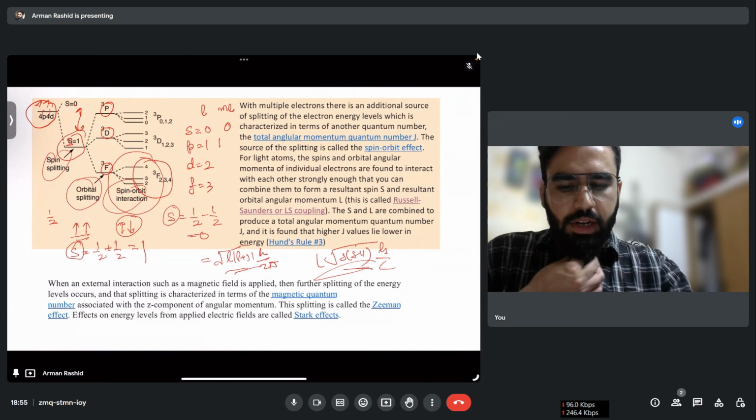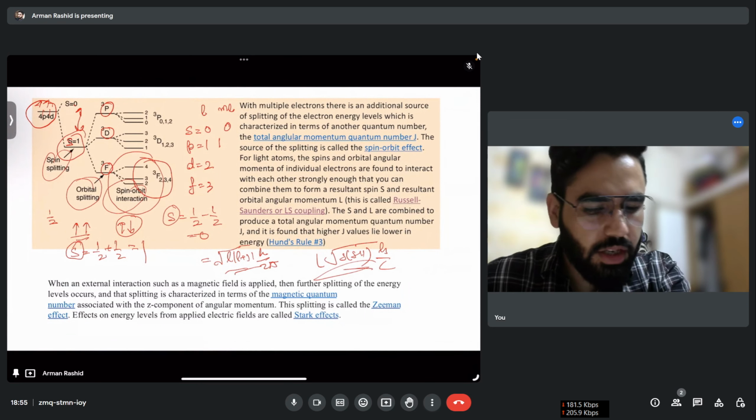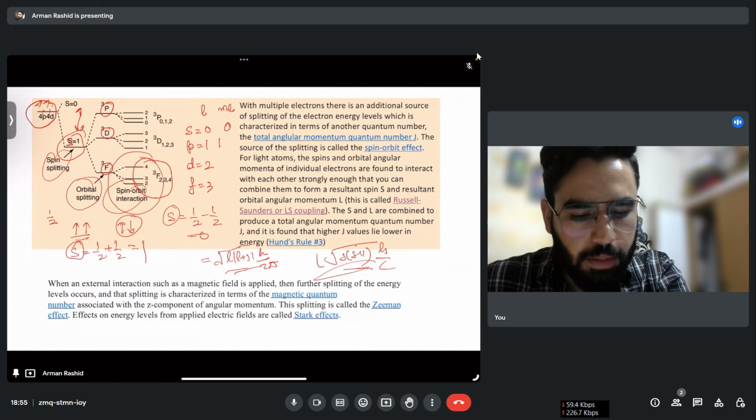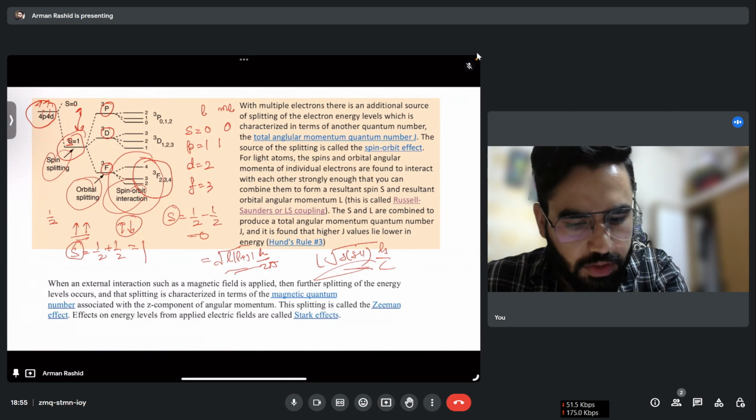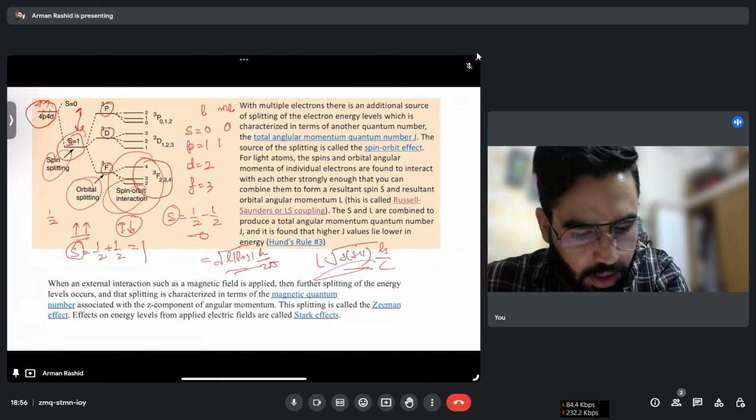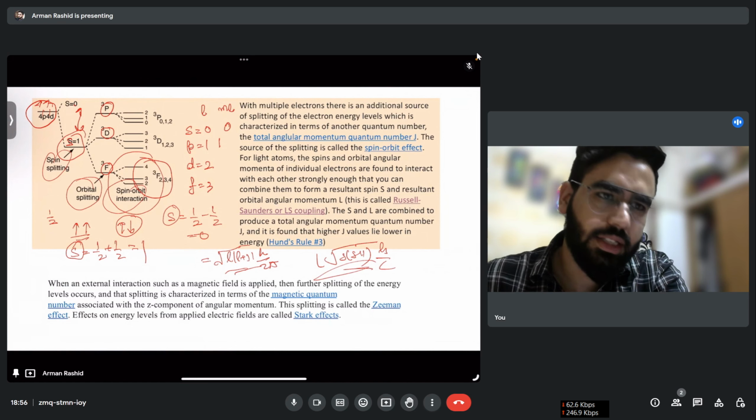So I will read what is written here: with multiple electrons there is an additional source of splitting of energy levels, which is characterized in terms of another quantum number called the total angular momentum quantum number. The source of splitting is called the spin orbital effect. For lighter atoms, the spin and the orbital angular momentum of individual electrons interact with each other strongly enough that you can combine them to form the resultant spin and the resultant orbital angular momentum quantum number. This is called Russell-Sanders coupling, or LS coupling, that I have shown here.